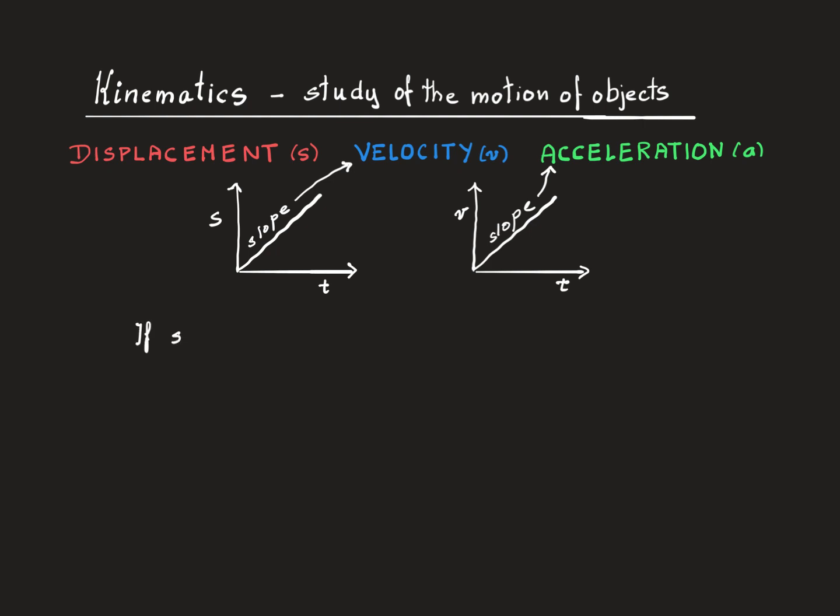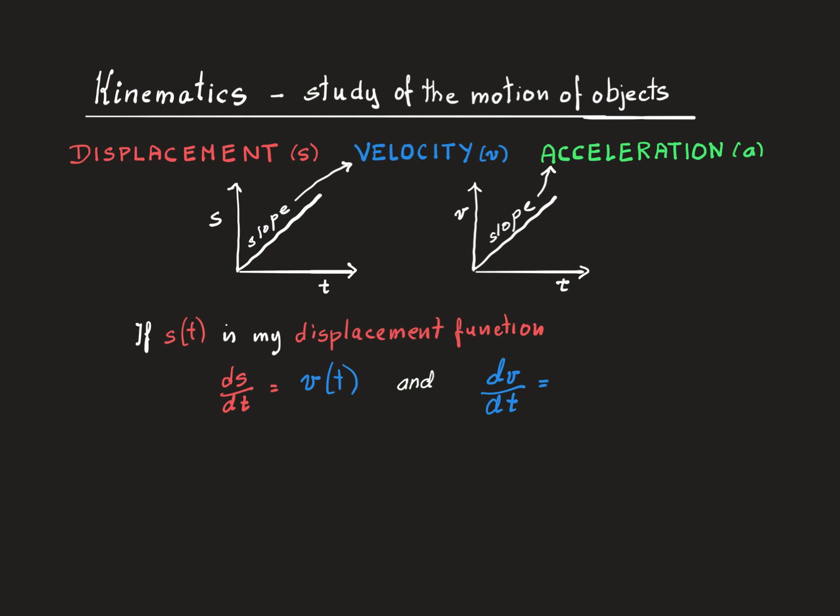If s(t) is my displacement function, then ds/dt will now be my velocity function. And dv/dt will now be my acceleration function. In other words, we can find velocity by differentiating the displacement function, and we can find the acceleration by differentiating the velocity function.